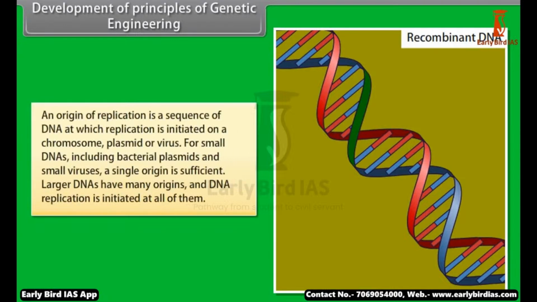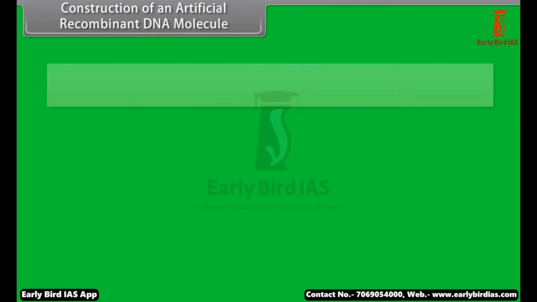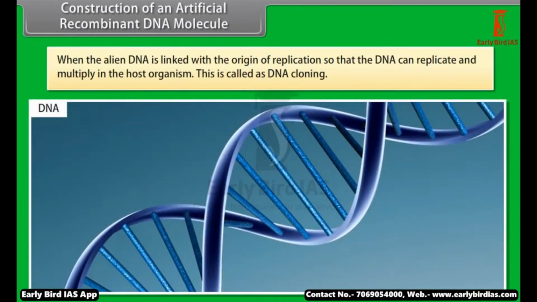An origin of replication is a sequence of DNA at which replication is initiated on a chromosome, plasmid, or virus. For small DNAs, including bacterial plasmids and small viruses, a single origin is sufficient. Larger DNAs have many origins, and DNA replication is initiated at all of them. Construction of an artificial recombinant DNA molecule. When the alien DNA is linked with the origin of replication so that the DNA can replicate and multiply in the host organism, this is called DNA cloning.